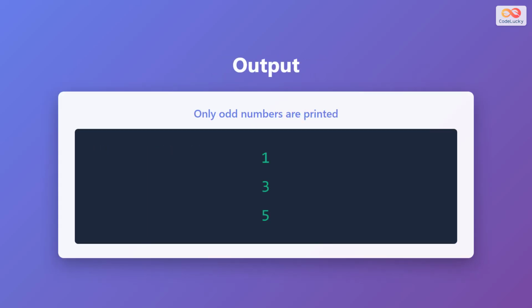When we run the previous code, the output shows only the odd numbers, 1, 3, and 5. The even numbers 2 and 4 were skipped entirely because the continue statement prevented their processing. This demonstrates how continue helps us selectively process items in a loop based on specific conditions.